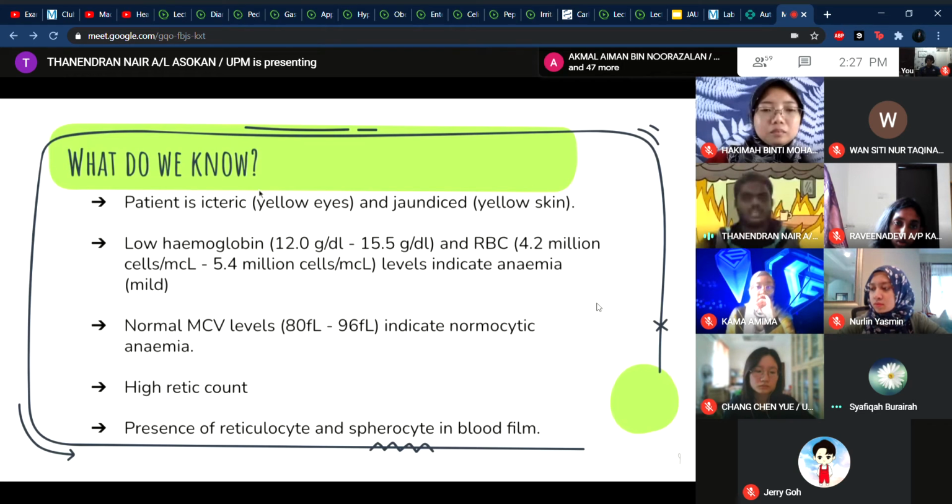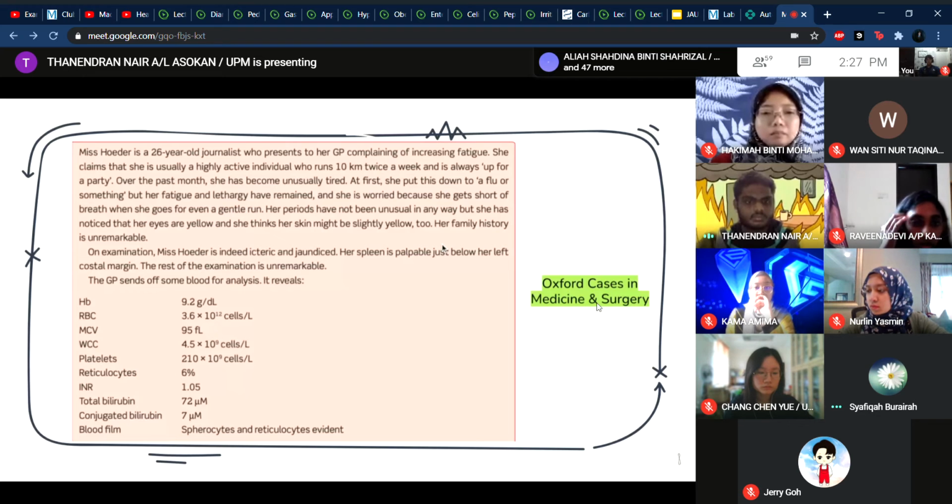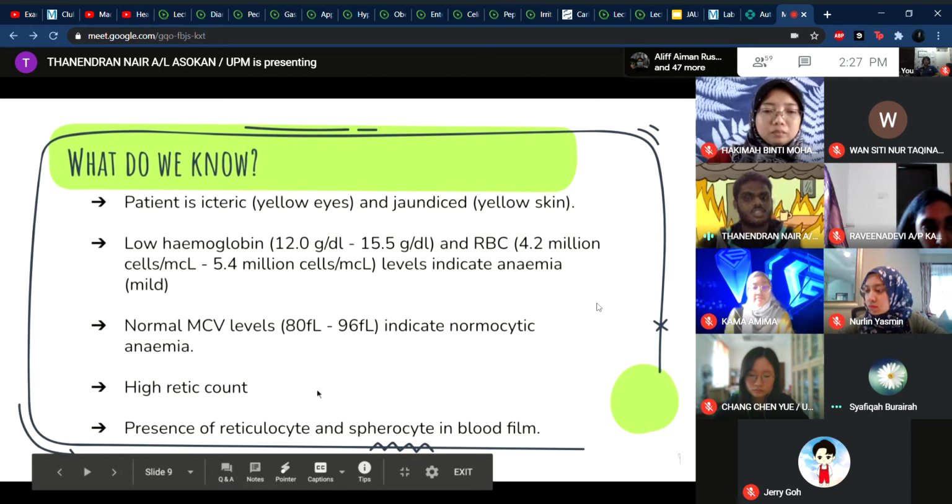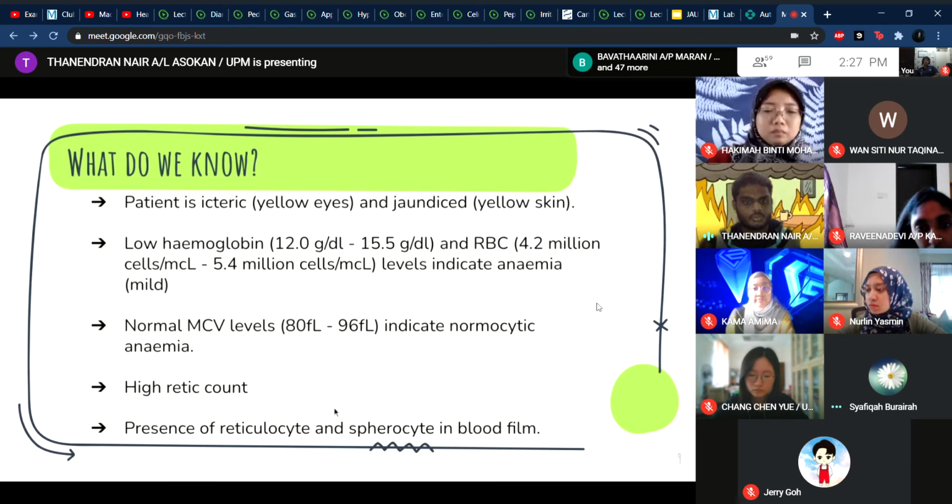The patient has normal MCV levels, which is seen over here, and the normal levels are between 80 to 96 fL, which indicates the patient has normocytic anemia. However, the patient has a high reticulocyte count, and there is a presence of reticulocytes and spherocytes in the blood film. Both of these will be explained later on about why there are reticulocytes and spherocytes seen in the blood film.